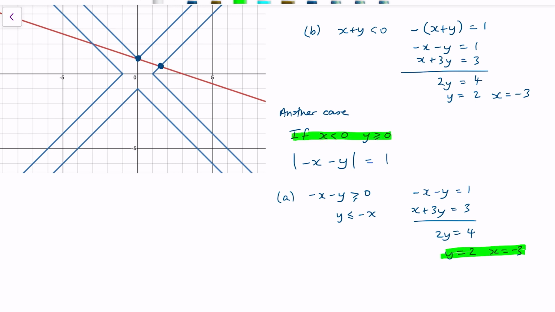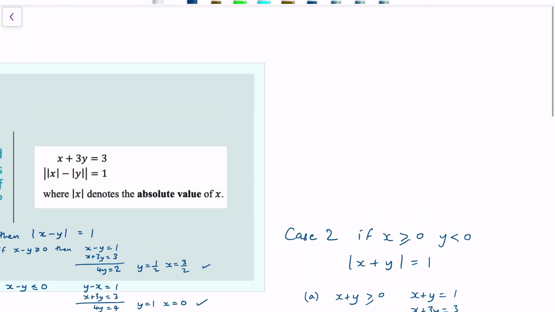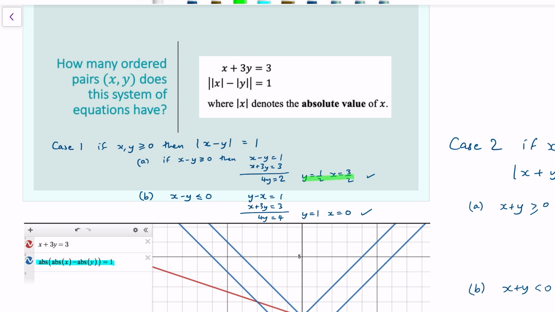Okay, x is less than 0 and y is greater than or equal to 0. It also satisfies this condition, the y value is less than or equal to minus x. So that's a solution, and that's the last one. So there are 3 solutions to the problem: the one I just highlighted in green, and these 2 here.